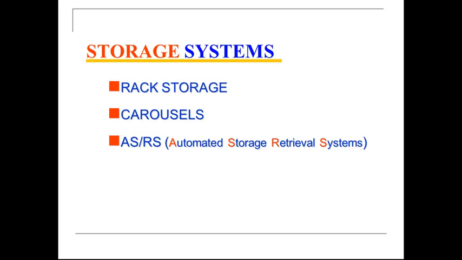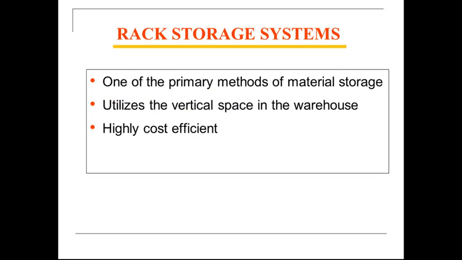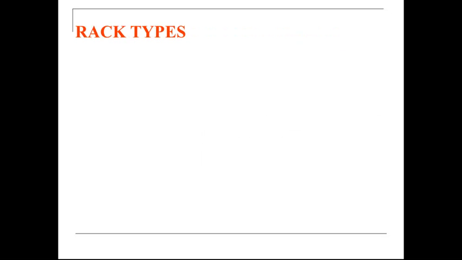Okay. So in terms of storage systems, we discussed some of these items in one of our lectures, but I want you to focus on these items specifically for warehouses. So first one is the rack storage system. And this is one of the primary methods of material storage. It utilizes the vertical space in the warehouse, and it is highly cost efficient.